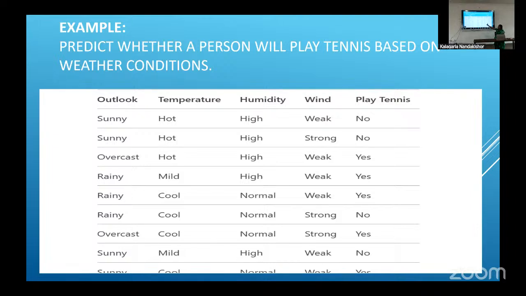Suppose we observe the first row, the classified data is sunny, hot, high, weak. It means if the temperature is hot, the humidity is high, the wind is weak, can we play tennis? The predicted value is no. We can't play tennis. Similarly, in each row, he has given the data set and the prediction value, whether it is possible or not. Is it good for playing tennis or not?